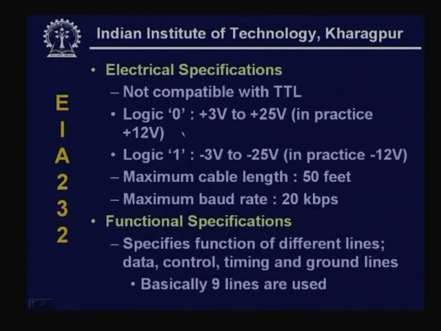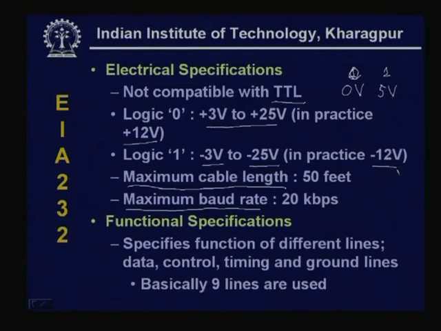Then the electrical specification gives you the logic levels, the maximum cable length, and the maximum data rate, the baud rate, which can be used for communication between DTE and DCE. As you can see in EIA 232C, the electrical signal levels are not TTL compatible, that is, it is not 0 volt for 0 and plus 5 volt for 1. As you can see here, for logic 0 the range is plus 3 to plus 25 volt, usually plus 12 volt is used. On the other hand, for logic 1, minus 3 to minus 25 volt is used. In practice, minus 12 volt is commonly used for this purpose. So the electrical specification specifies the electrical voltage levels, the maximum cable length, and the maximum baud rate. These are the three parameters specified by the electrical specification.